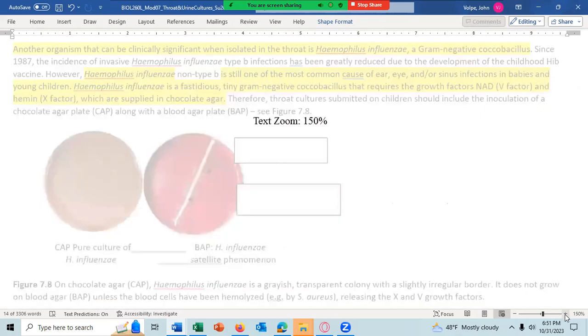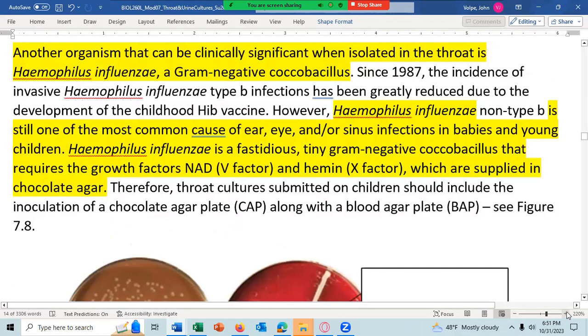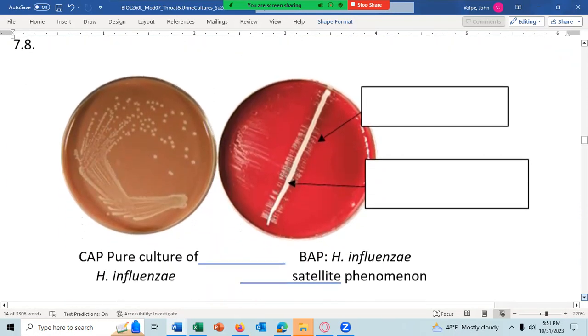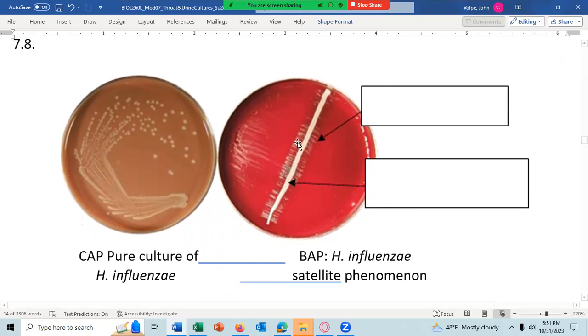Let me blow that up a little more. But Haemophilus influenzae will grow really close to the Staphylococcus aureus. The reason is that Staphylococcus aureus is lysing the blood in this region, and so Haemophilus influenzae can grow in this region. Any question about any of that?